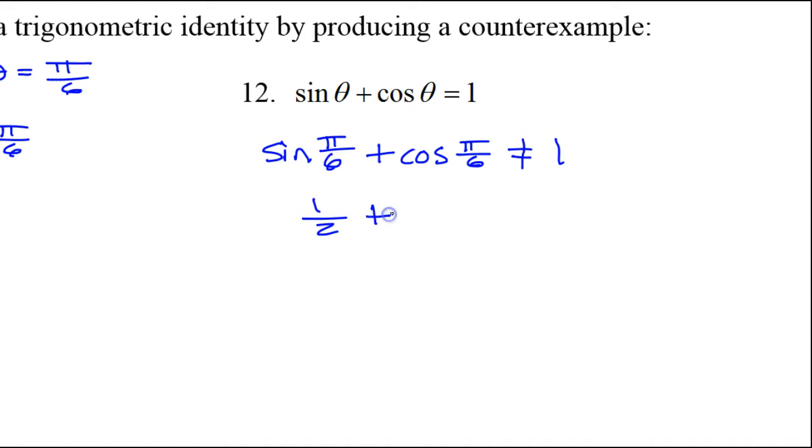Cosine of pi over 6 is radical 3 over 2. These already have like denominators, so we can add these up. So this is going to make 1 plus radical 3 all over 2, and that clearly does not equal 1. So we've done it again. We have proven that this is not an identity.